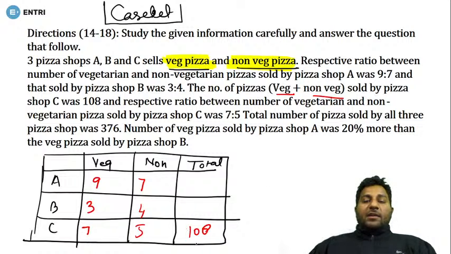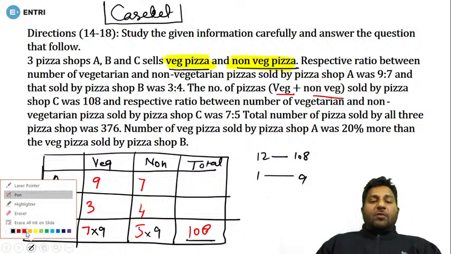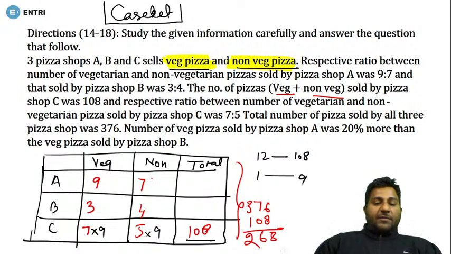As we know that this data is veg and non-veg, 12 ratio equals 108. So 1 ratio equals 9, which means shop C's veg pizza was 63 and shop C's non-veg pizza was 45. Now, the total number of pizzas sold by all 3 pizza shops was 376. So let's subtract this data: 376 minus 108 is 268.